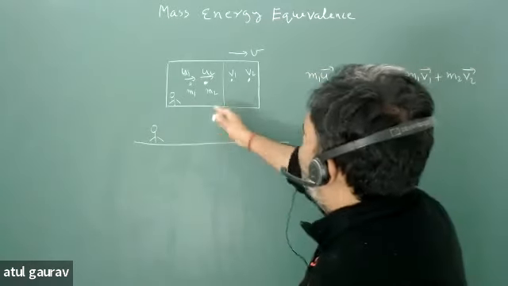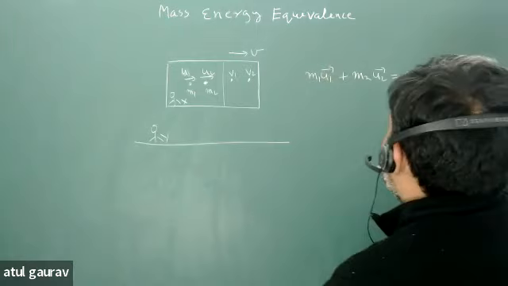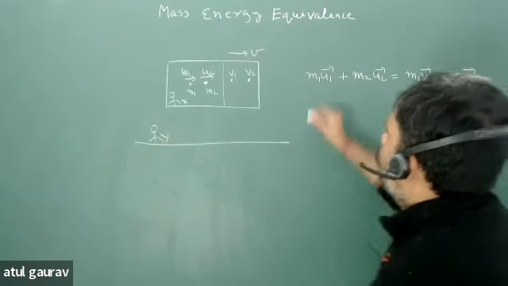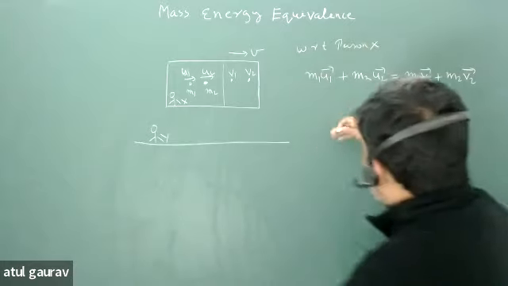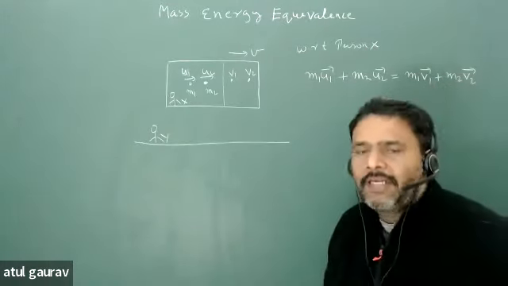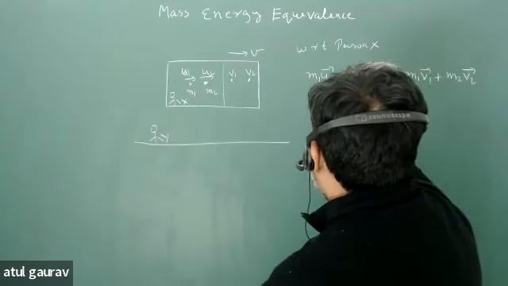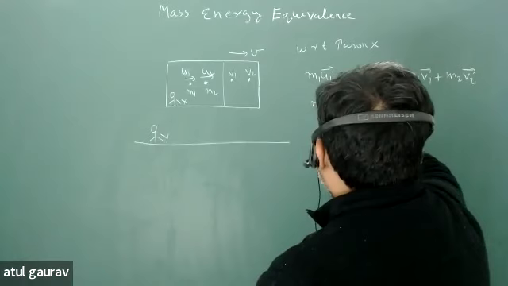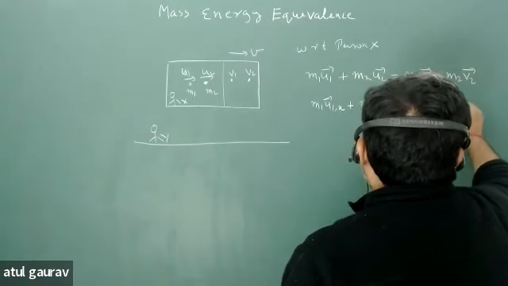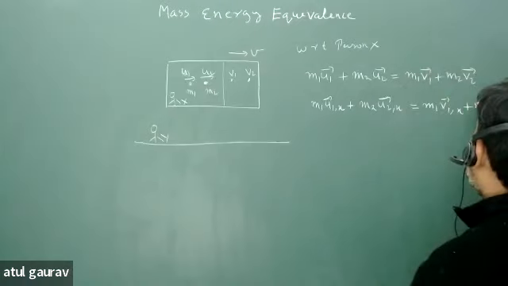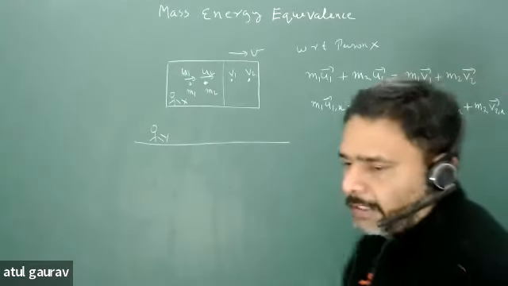This is person X and this is person Y. So all this is given with respect to person X. We can also write this whole thing in reference frame terms: M1 U1 with respect to X plus M2 U2 with respect to X must be equal to M1 V1 with respect to X plus M2 V2 with respect to X. So now this is our situation.